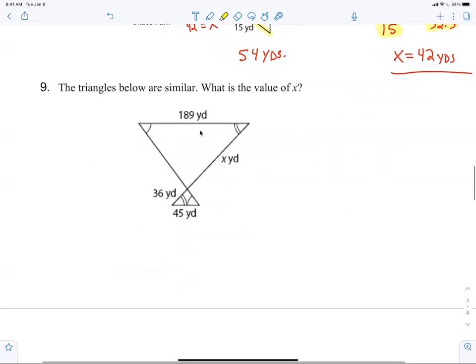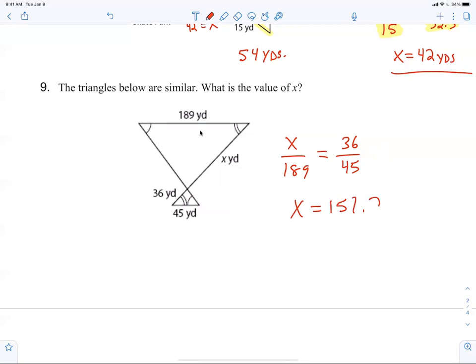The triangles below are similar. Find the value of x. What are you thinking? So I did x over 189 and then 36 over 45. Yay, that's correct. And then I got x is 151.2 yards. Anybody else get 151.2 yards?